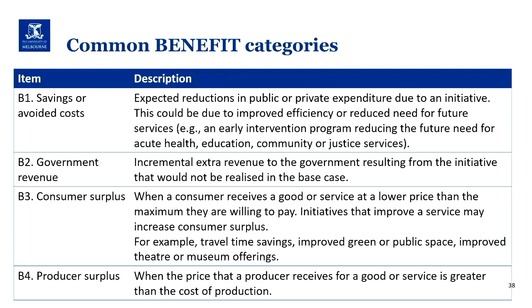So we have savings or avoided cost. These are reductions in public or private expenditure due to an initiative. Then you have the government revenue. That is basically how the government gets revenue based on taxes.